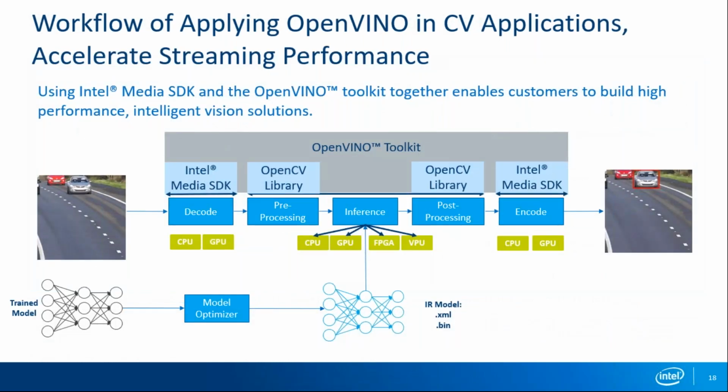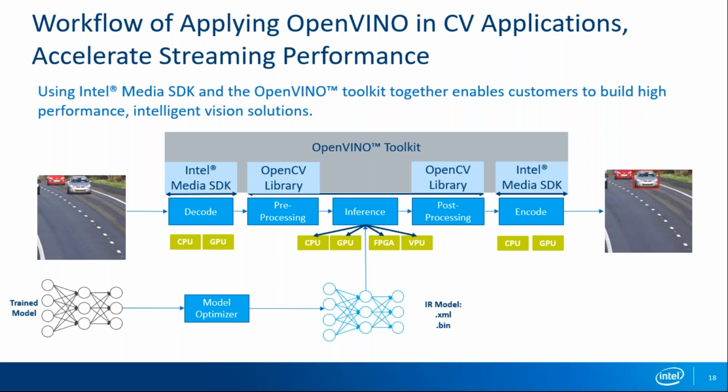So this is the workflow of any OpenVINO application. This is very important to know. Imagine you would like to do object detection for detecting cars. So the first step, you must have your model ready.